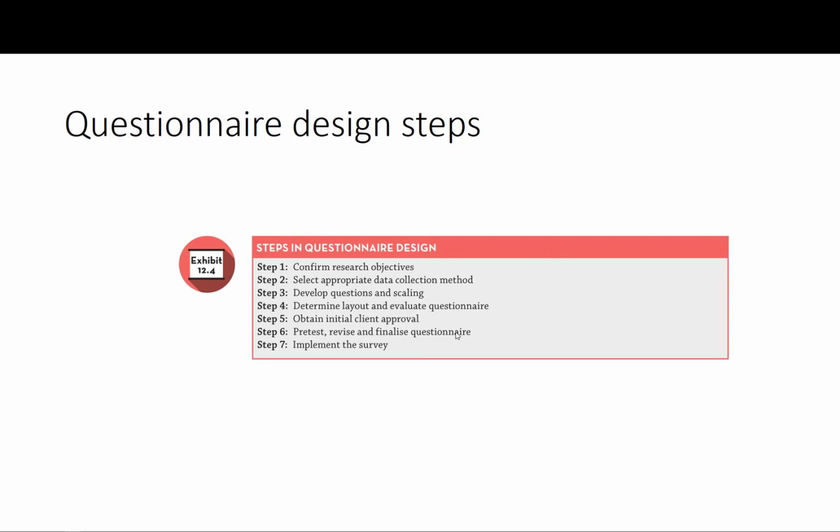Step 4, you need to determine the layout and evaluate the questionnaire. Basically, what's going to come first, how are you going to introduce the questionnaire, what instructions need to be provided to the respondent if they are completing the questionnaire by themselves, and basically test it. Do trial testing. Test it once, test it on one person, change it, test it again. This should not be the first questionnaire, should not ever be the one that a respondent sees.